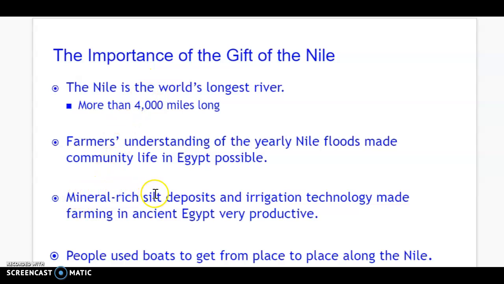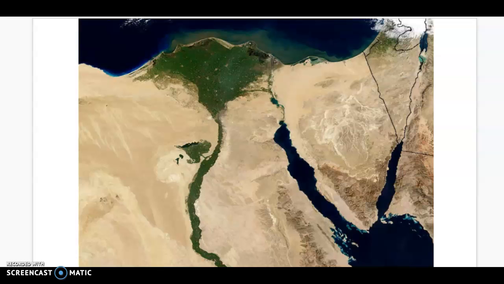The mineral-rich silt deposits and irrigation technology that developed made farming in ancient Egypt very productive, and that irrigation technology is man-made canals. You would just take a bunch of people, either slaves or peasants, and have them digging out canals. That transfers the water from one location to another. We talked about this in ancient Mesopotamia in our last unit.